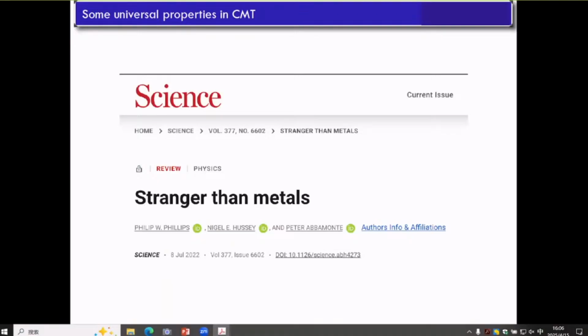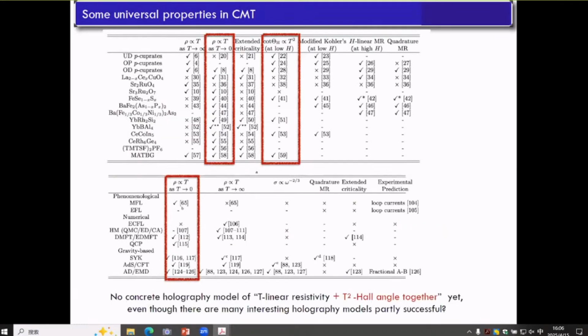So there was a review paper in Science. The title is very interesting, Stranger Than Metals. And here there's a table explaining the current status of the universal properties. Here there is the linear T resistivity, in two regimes, high temperature and low temperature. This is the Hall angle property. Of course, in some materials the Hall angle behavior was not observed. So maybe already here people can claim, okay, you don't need to worry about this, this is not universal. You can claim that. But again, as a theorist, at zeroth order, I think it's universal enough, right? So this is the experimental summary.